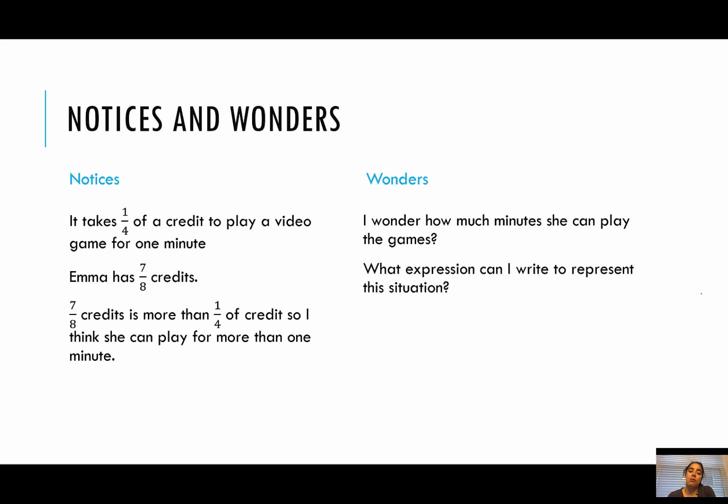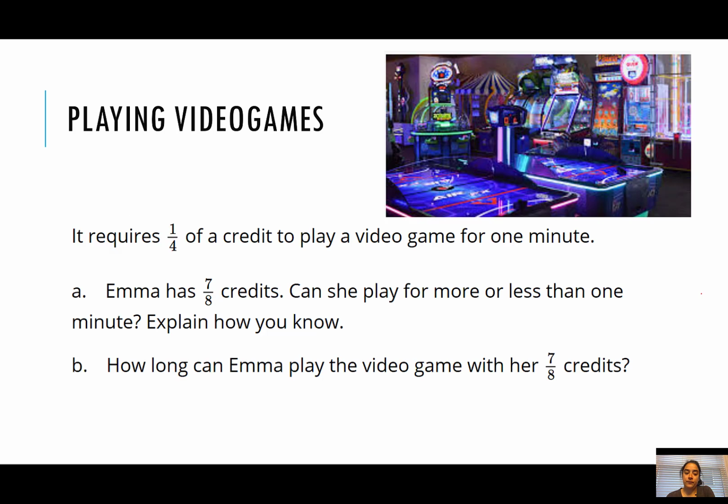What expression can I write to represent this situation? I'm trying to think in my head, what operation am I going to do that's saying how many groups of 1/4 can I have with 7/8 credits? So again, here is the problem. It requires 1/4 of a credit to play a video game for 1 minute. Emma has 7/8 credits. Can she play for more or less than 1 minute? Explain how you know. How long can Emma play the video game with her 7/8 credits?